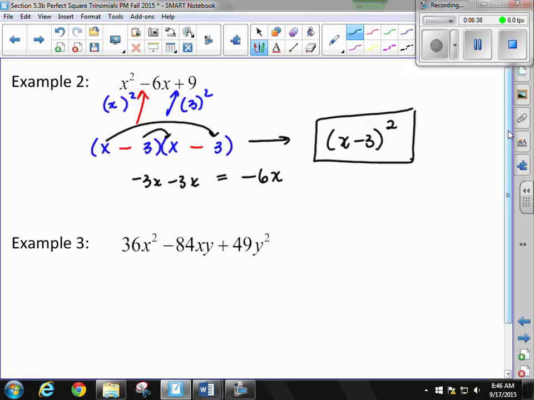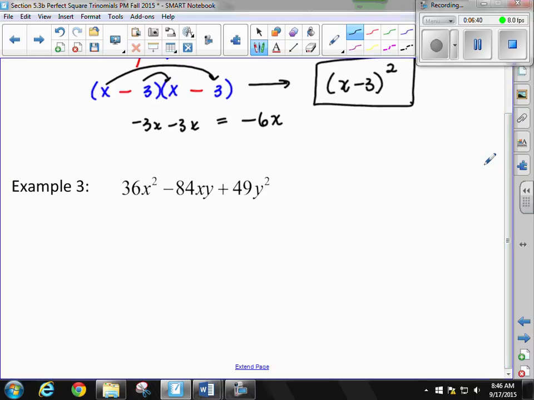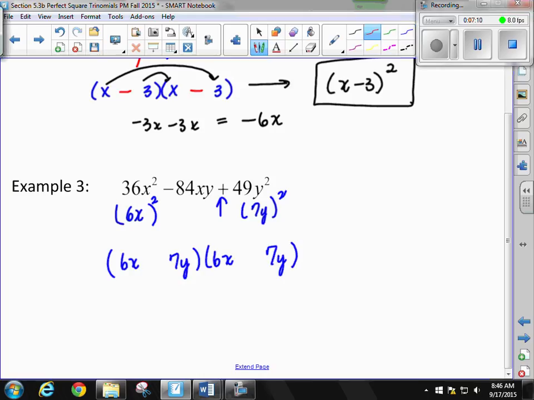One last example. I'm going to follow the same steps again. Positive last term. First term can be written as something squared. 36x squared is the same as 6x quantity squared. 49y squared is 7y quantity squared. I do my 2 sets of parentheses with the first term and the last term. And I look at my middle term to see what the sign should be. I should have 2 negatives.